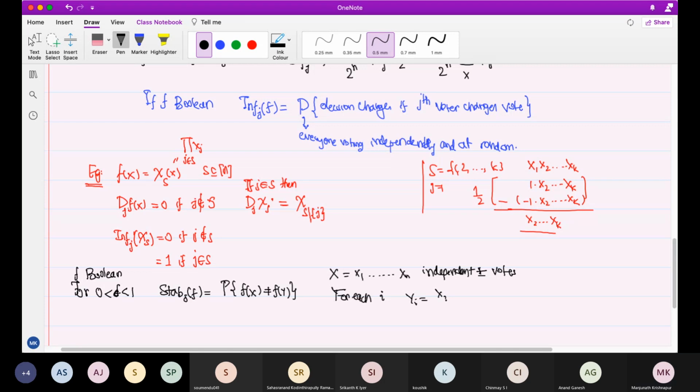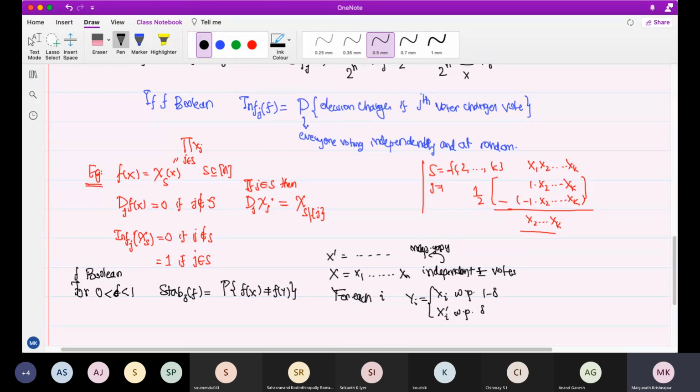Yi is xi with probability 1 minus delta, and let's even have another x dash, an independent copy of this, and xi dash with probability delta. So in other words, each person with probability 1 minus delta sticks to their vote, and with the remaining probability revises their vote, maybe again plus minus 1. Okay, so that is what stability is defined as.